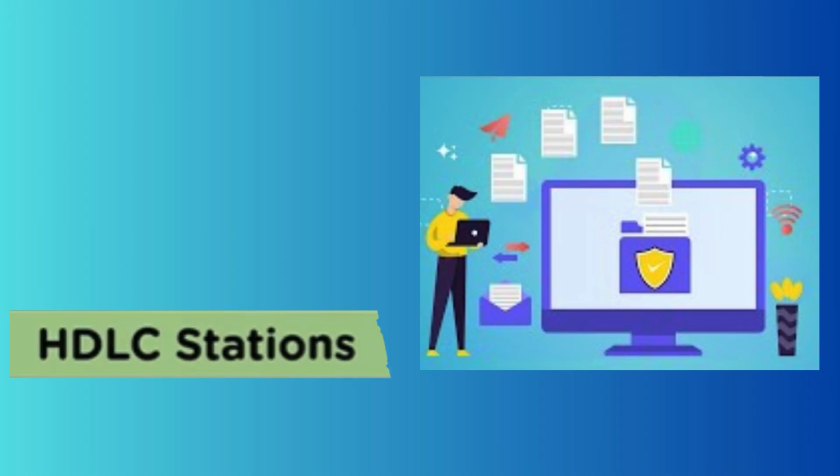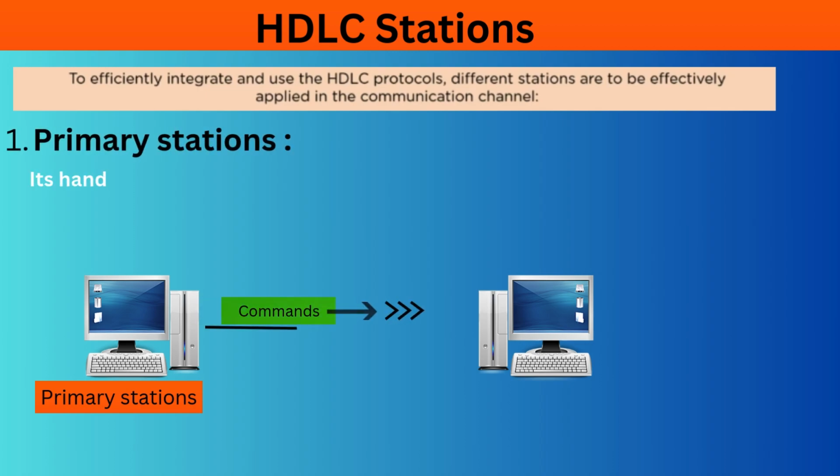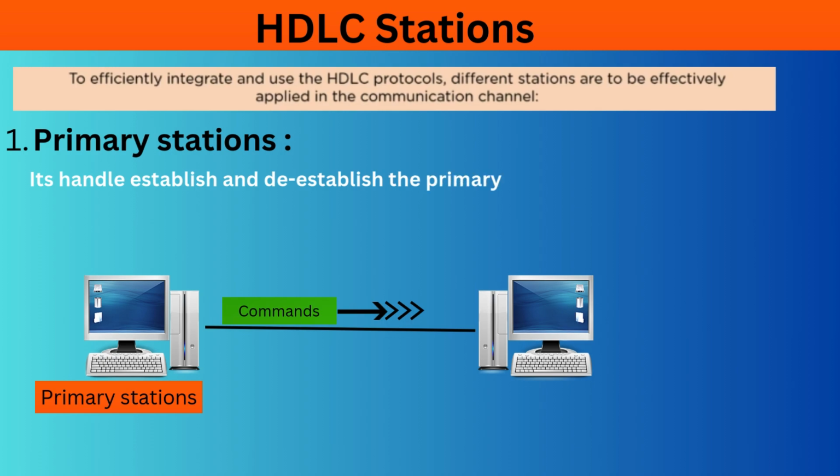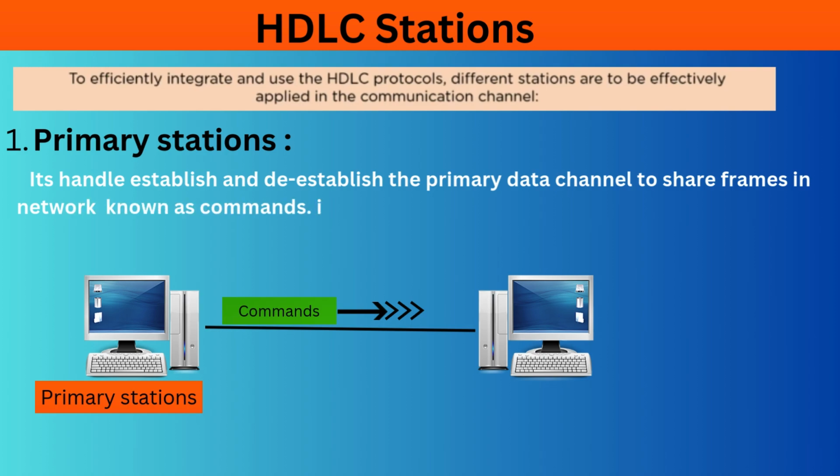Moving on, we have different HDLC stations. An HDLC station can efficiently integrate and use the HDLC protocols. Different stations are to be effectively applied in the communication channel, starting with the primary station. It handles, establishes and de-establishes the primary data channel to share frames in the network, known as commands. It also performs data management for the network.